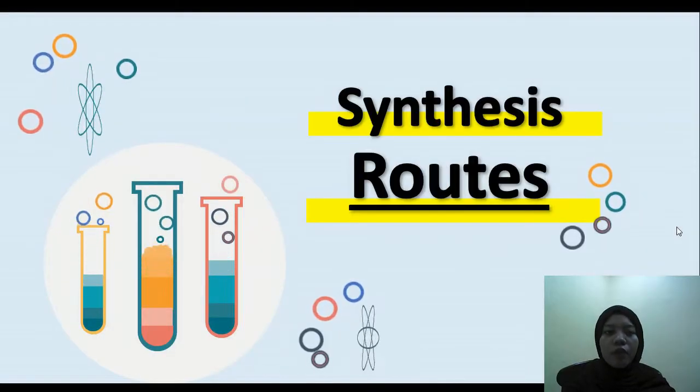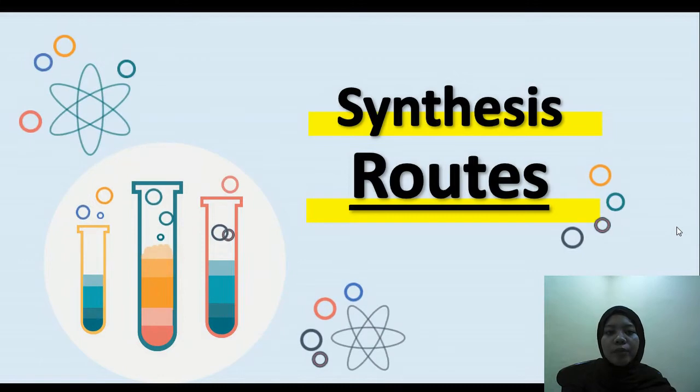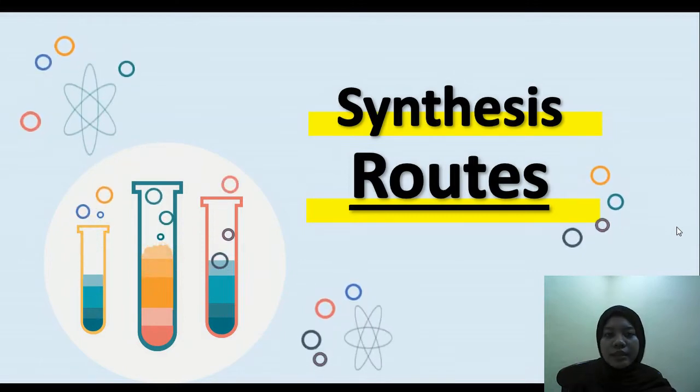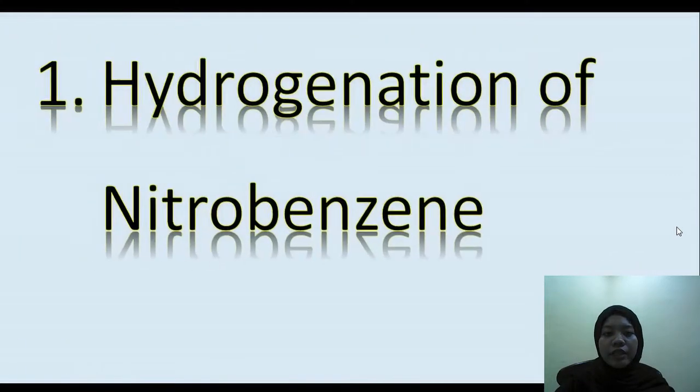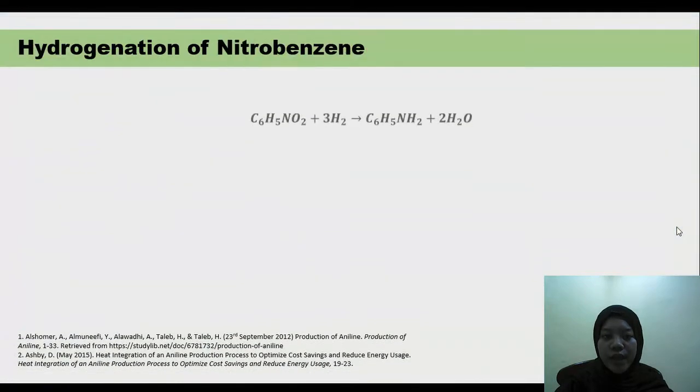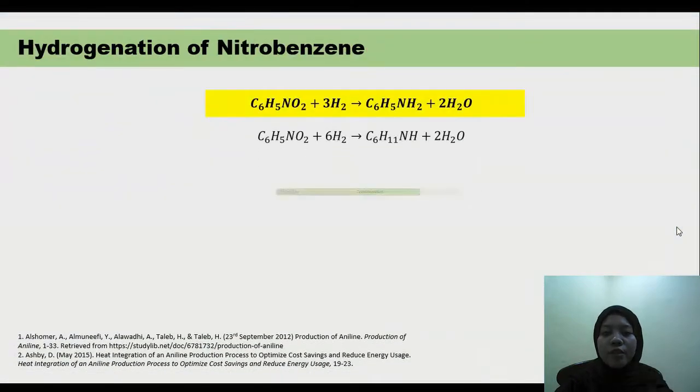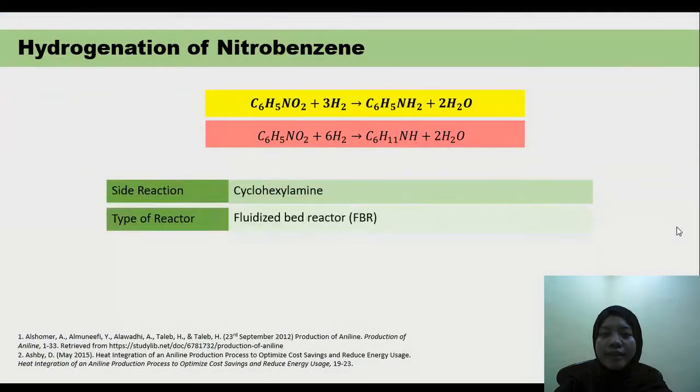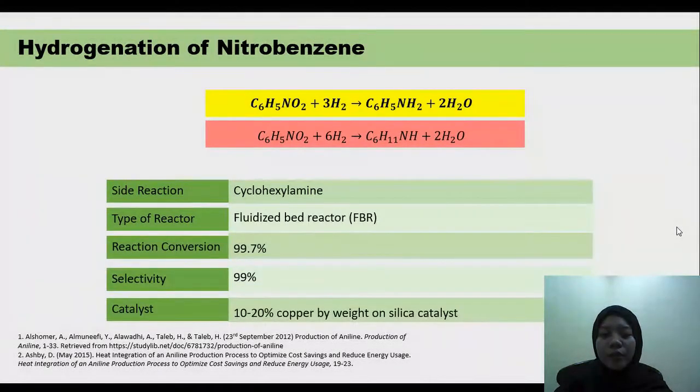Synthesis route. For this project, we will compare between two types of synthesis of aniline. First, hydrogenation of nitrobenzene to produce aniline. The second reaction forms a byproduct, cyclohexylamine. The conversion of nitrobenzene in the reactor is 99.7% and selectivity to aniline is 99%. The type of reactor is a fluidized bed reactor because a catalyst is used to catalyze the one-step hydrogenation.